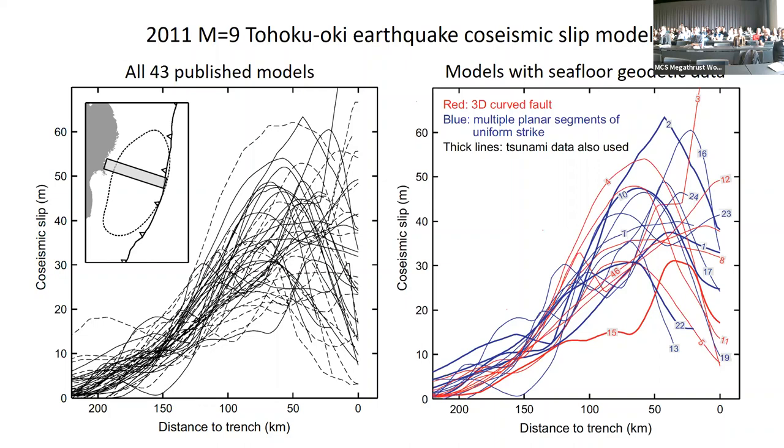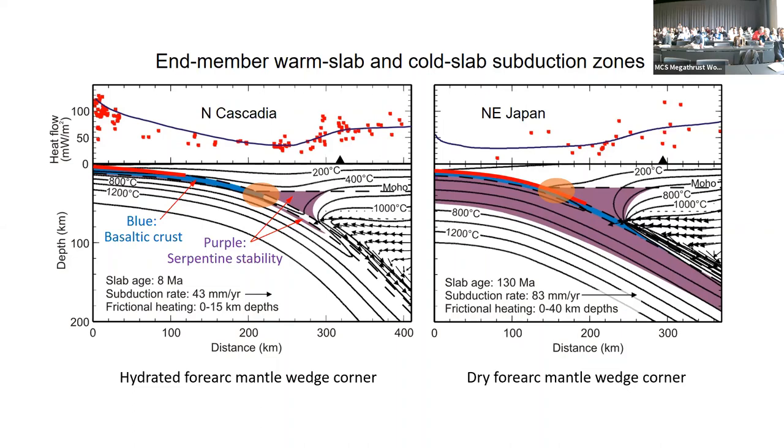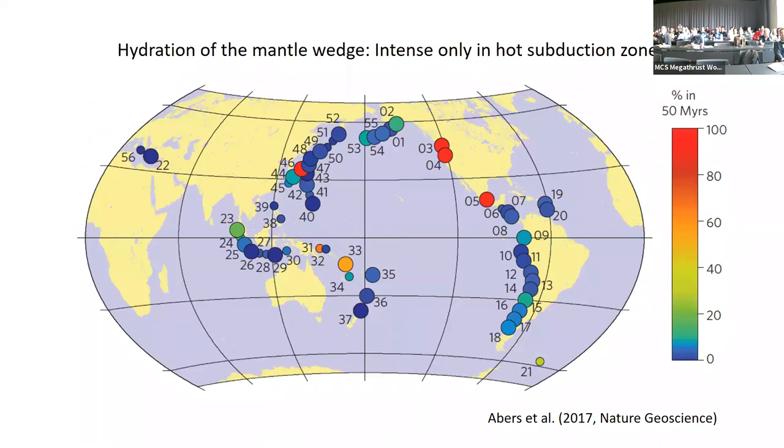Let's move on to the deeper part of the megathrust, the transition. Again, temperature and deeper part. And let's start with the warm slab case. In the warm slab, as I said, the mantle wedge corner is hydrated, and the cold slab is not the case. That is seen by people who made observations. Seismologists, by analyzing wave speed, seismic velocities, can infer the degree of hydration.